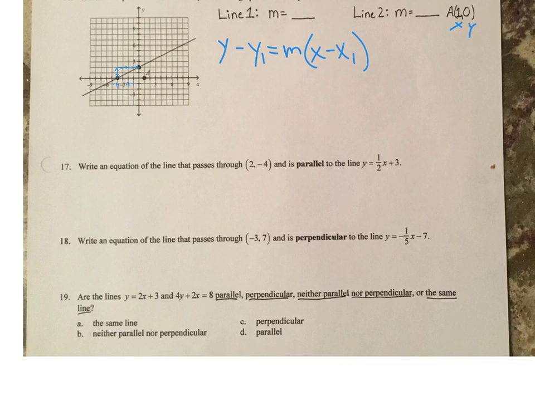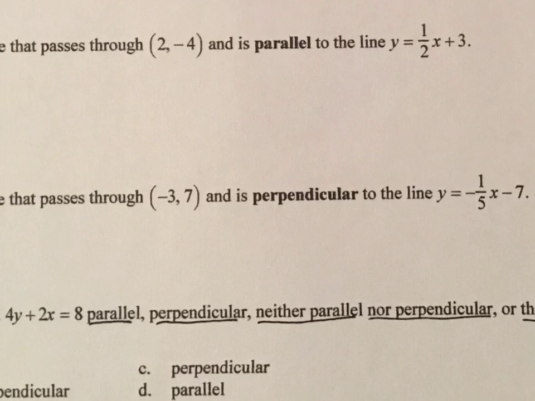We're going to skip number 17. It's the exact same problem we just did, basically. We are going to do 18. It's another perpendicular problem. So again, it's just how it starts out a little bit different. All right. So we've got the equation. We want to write the equation of a line. It's going to go through the point -3 and 7. So there's my x and my y.